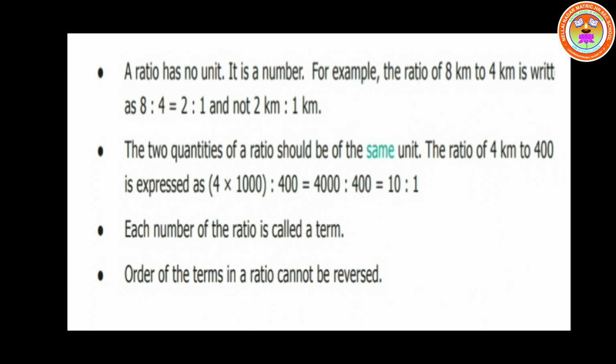Okay, children. So now listen. The two quantities of ratio should be in the same unit. The ratio of 4 kilometer to 400 meter is expressed as 4 into 1000, that means 4 kilometer to 400 meter. It is 400 meter. One is in kilometer and the other one is in meter.